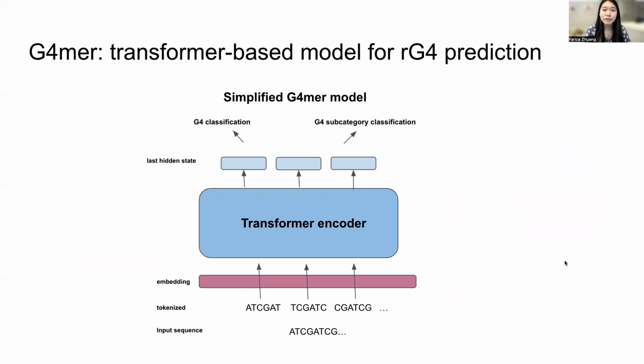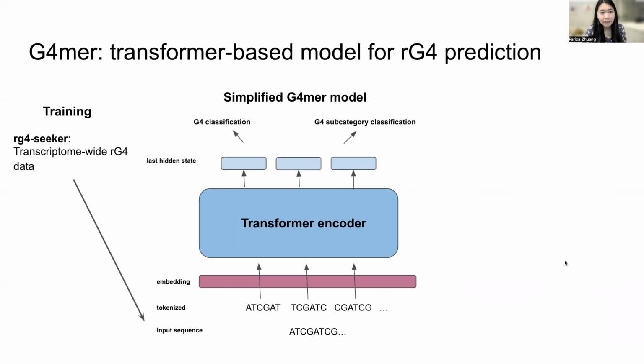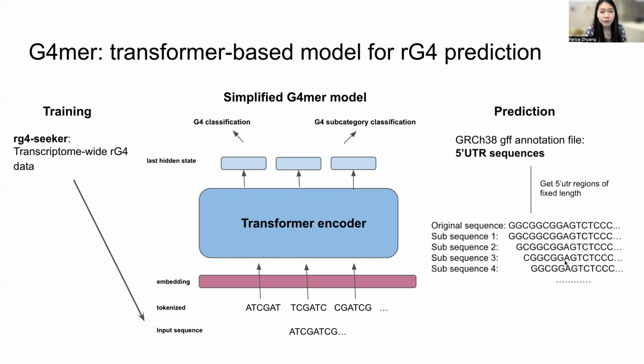Now, with that in mind, we want to be able to get insights about the G4 themselves and their roles. We want to be able to interpret the results in meaningful ways, like which locations are more important, which subtypes, and then predict genetic variants on RG4. So for this purpose, we introduced our model called G-Former, where we fine-tuned a BERT model that is transformer-based using RG4-seeker data for RG4 predictions. And then we also take all the 5' UTR sequences, break them down into sequences of fixed length to feed into G-Former and obtain 5' UTR regions that are predicted to contain G4, which we will include in our analysis later.